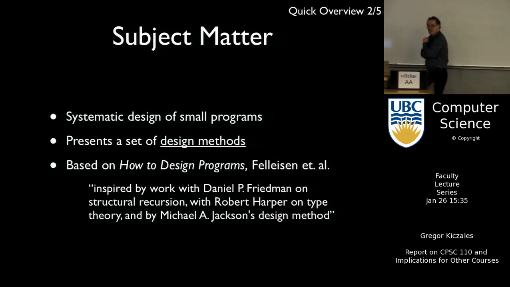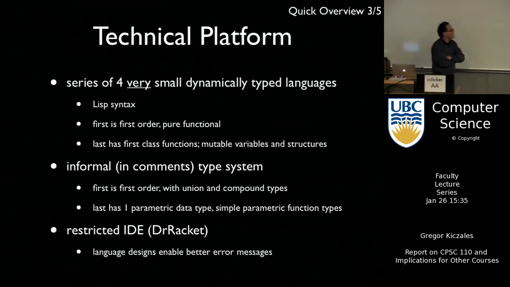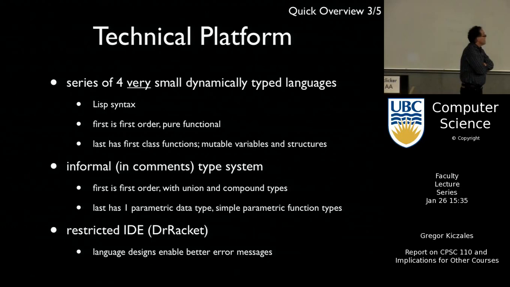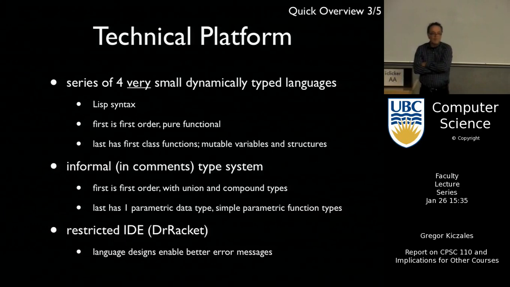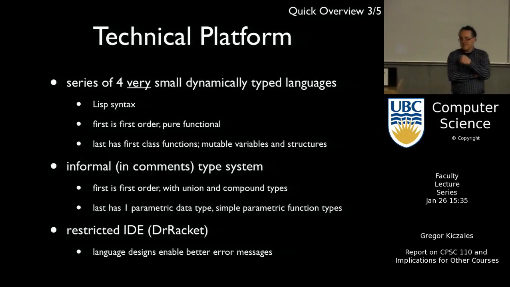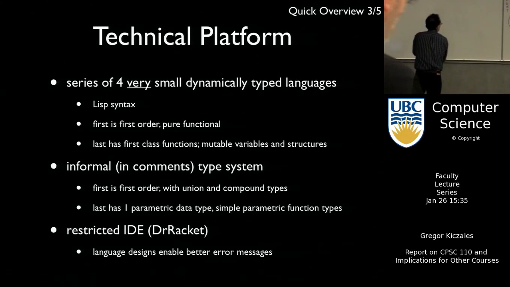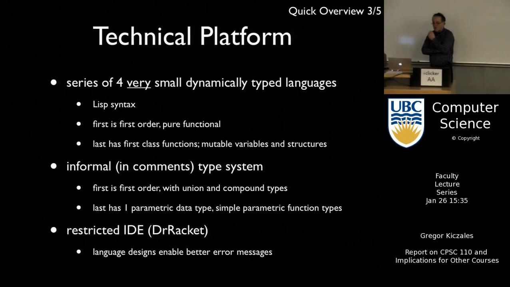The technical platform is a series of four very small dynamically typed languages, and I do mean small. The first is a first-order pure functional language. The last is a first-class language with mutable variables and structures. We don't use a static type system because these people's research shows that a static type system is particularly difficult for beginning students to understand. But we use a static type system in comments. So it's not formally checked, but we do use it. And you'll see what a role it plays. The first type system is a first-order type system with union and compound types. And it becomes a type system with one parametric data type and some parametric function types.